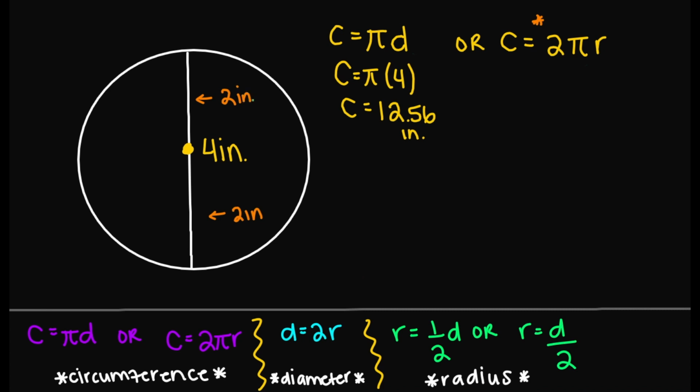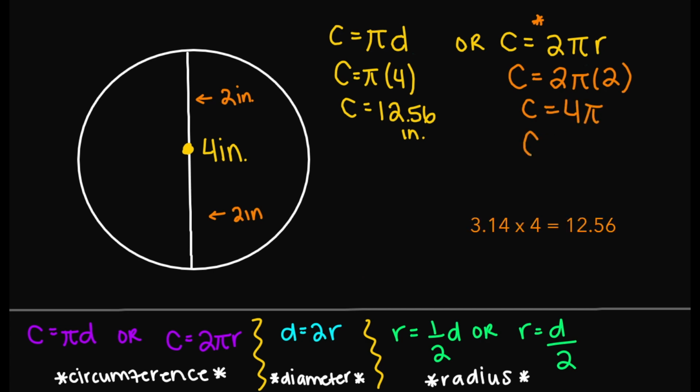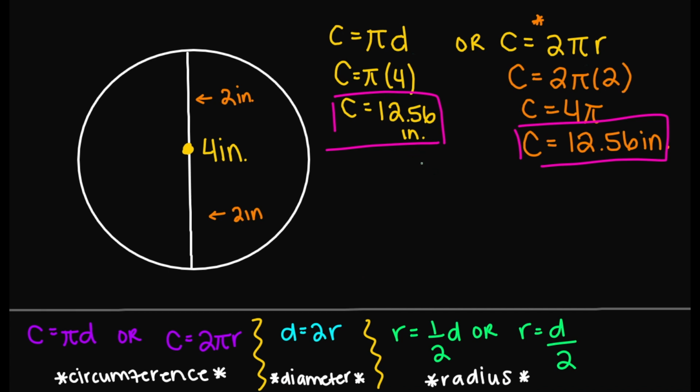So if my radius is 2, then you're going to do C equals 2 pi times 2. 2 times 2 is going to equal 4. So you're going to do 4 times pi, and that's going to give you approximately 12.56 inches. And if you have to leave your answer in pi form, in terms of pi, then your answer is going to be 4 pi, which is right here.